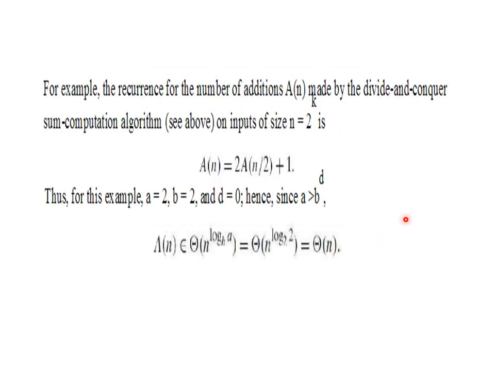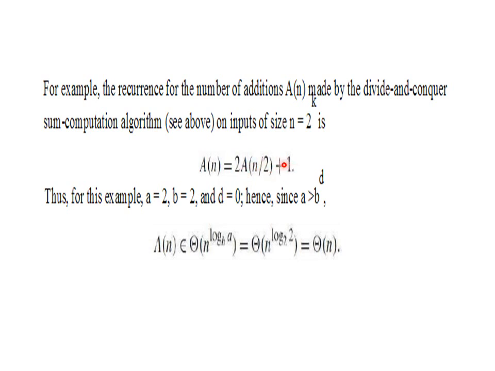Some problems. Let's consider one example here. A of n equals 2 into A of n by 2 plus 1. Instead of T of n here, A replaces the T, so the same meaning. This is analysis of the algorithm, that is, the time complexity of the algorithm, where T indicates the computing time. So we just replace T with A, and now A of n equals 2 into A of n by 2 plus 1.